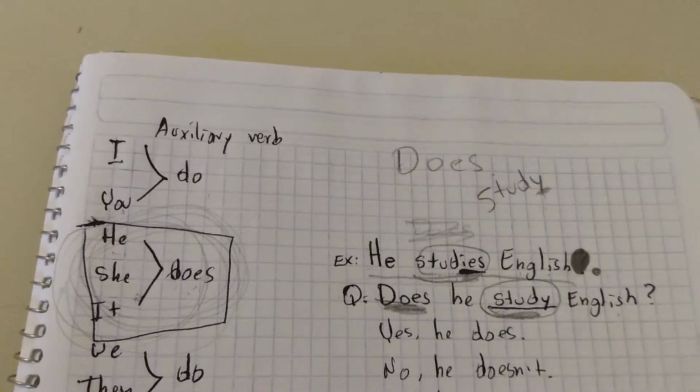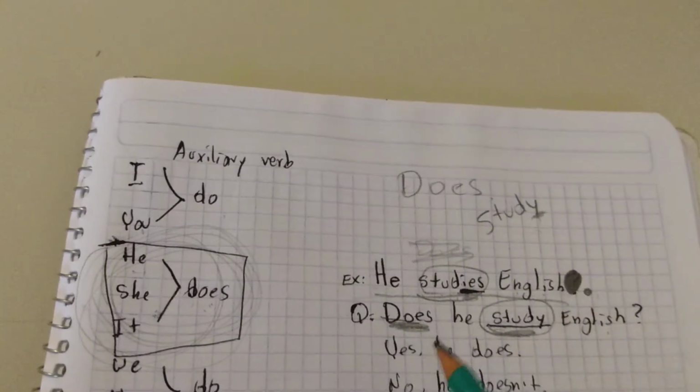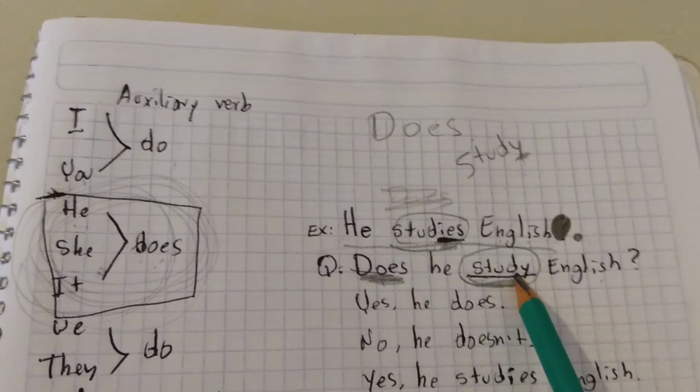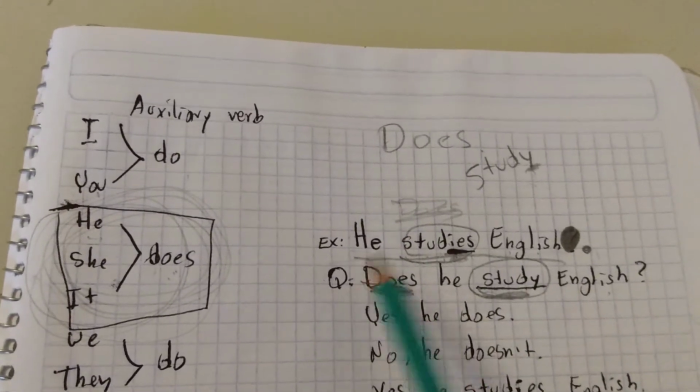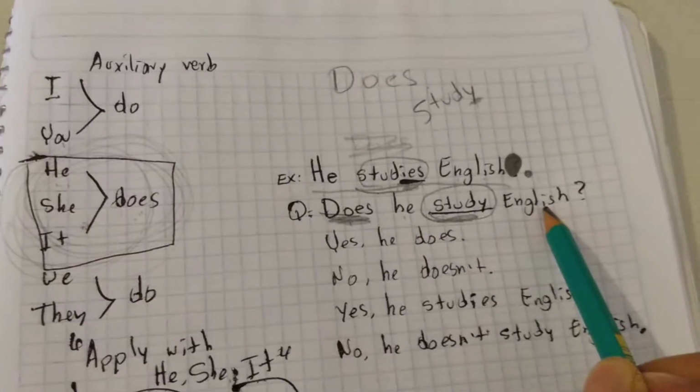Okay? Now, I don't mean to confuse you. If you get confused with that comment, then just go with the auxiliary present and don't conjugate. The auxiliary is not present, then conjugate. All right? All right. Does he study English?